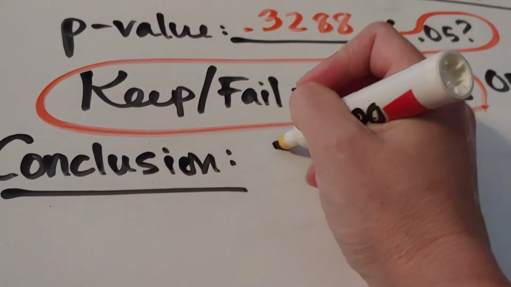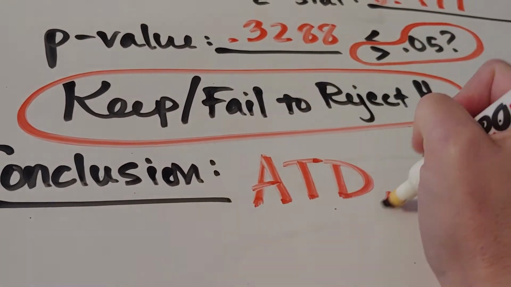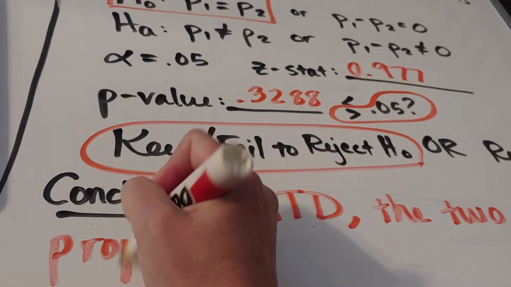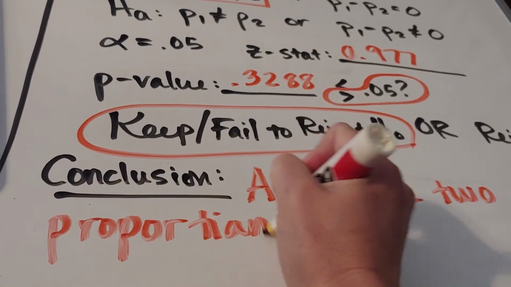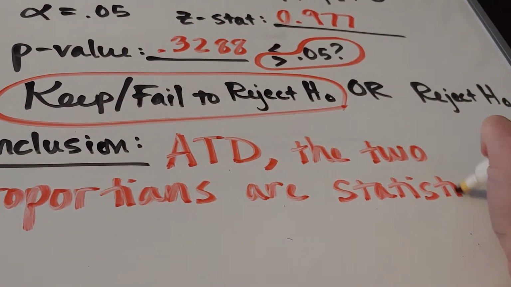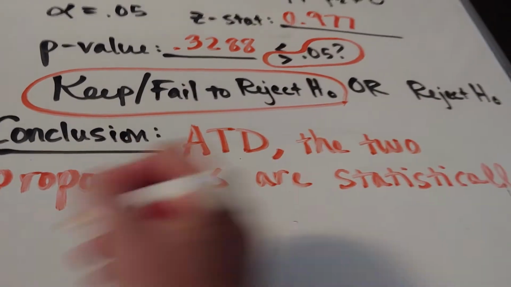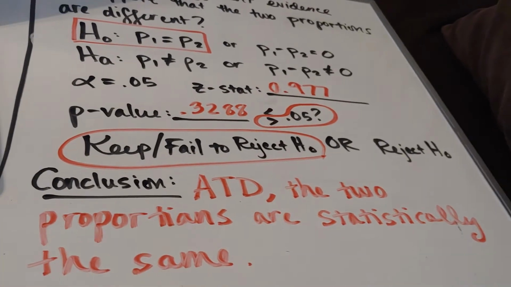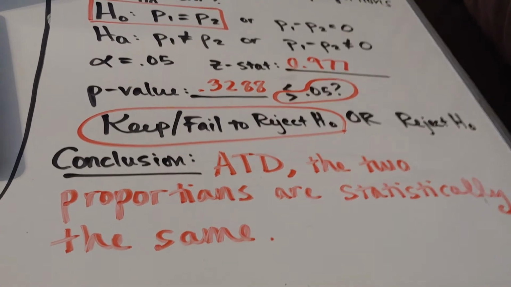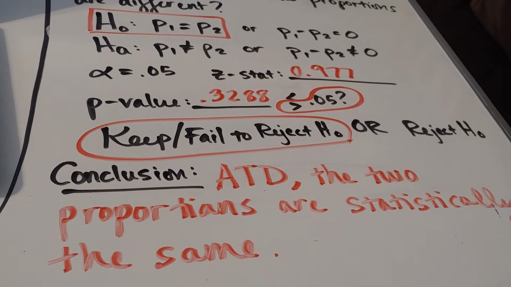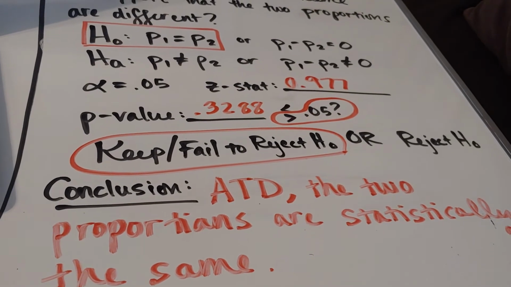So our conclusion would be, according to our data, the two proportions are statistically the same. So even though we had 67% and 61%, which look different, technically those are still close enough to be considered the same. Now remember, a hypothesis test is making the statistical argument for us.